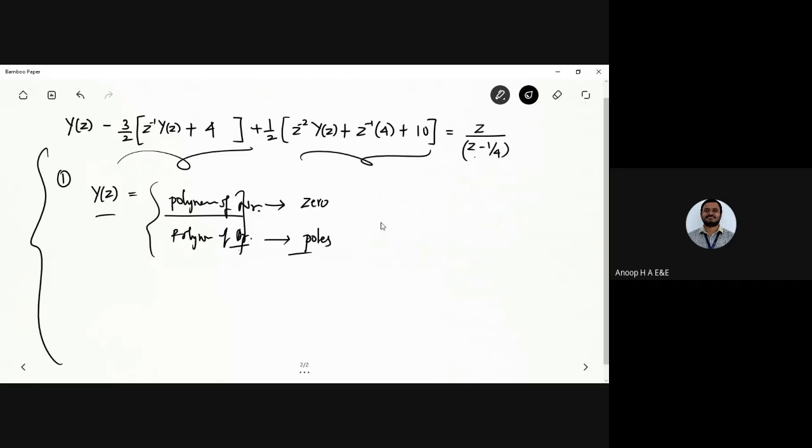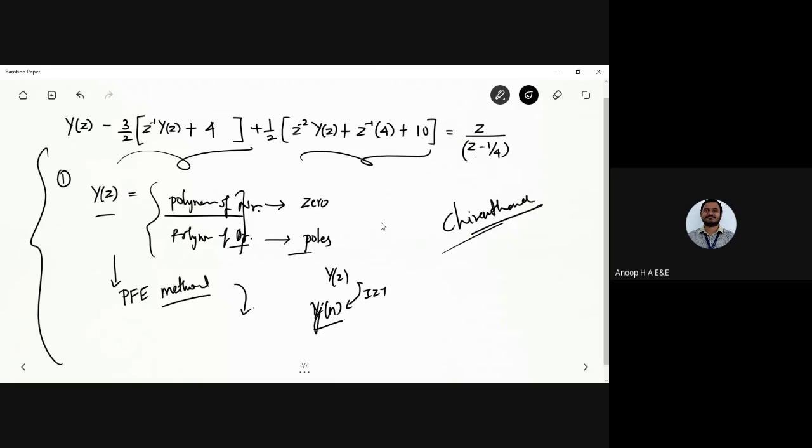From here you are going to use the partial fraction expansion method, and then you are going to get the y of n term. From Y of Z you take the inverse Z transform, that is y of n. I'll give this problem to Chirantana. Chirantana, you have to solve this problem and share the solution in the group. With this note, I would like to end the solution to the difference equations problems listed out in the given Z transform.